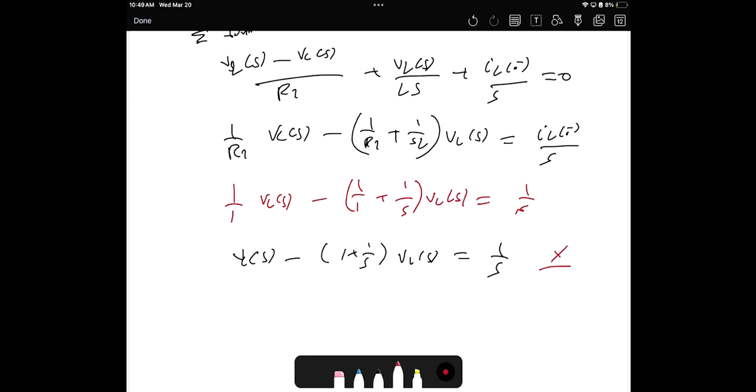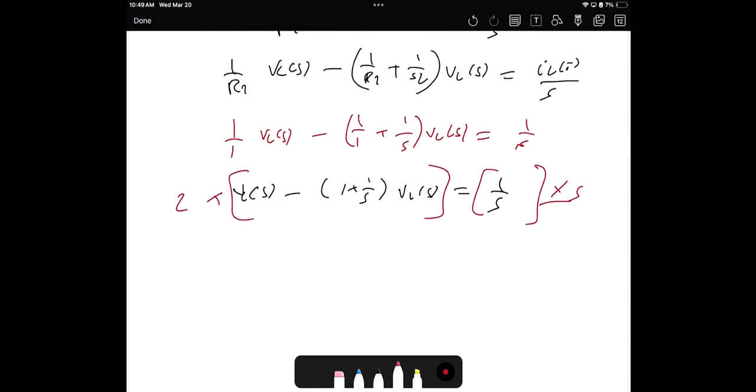Let's multiply both terms by S, here by S and this by S. Multiplying them by S, this yields the equation to be S VC of S minus (S plus 1) VL of S equal to 1. So this is the second equation, 2 unknowns.